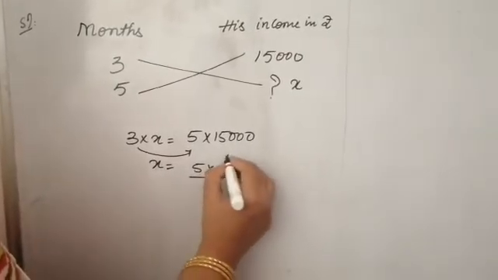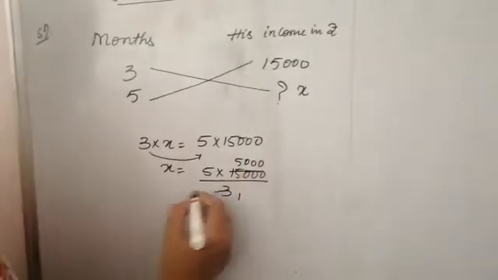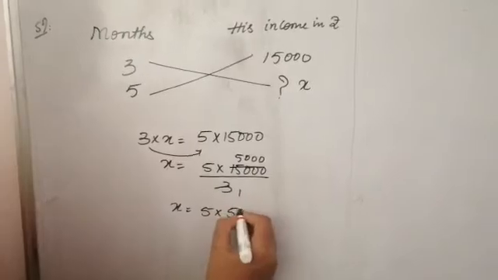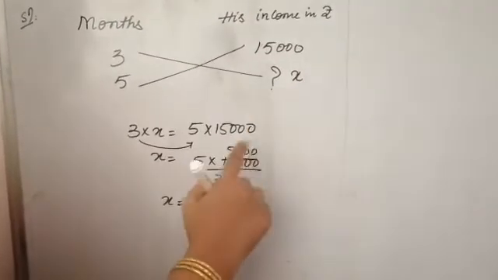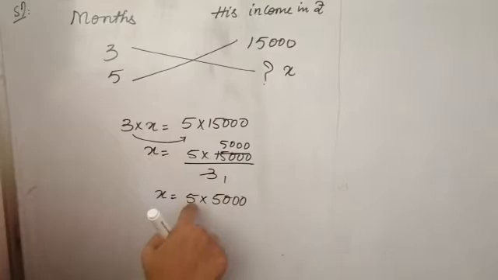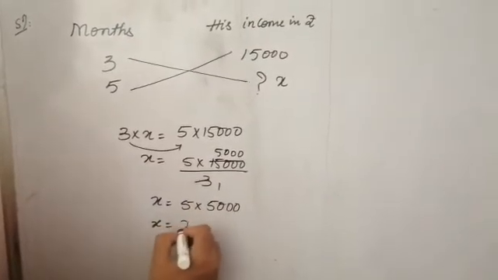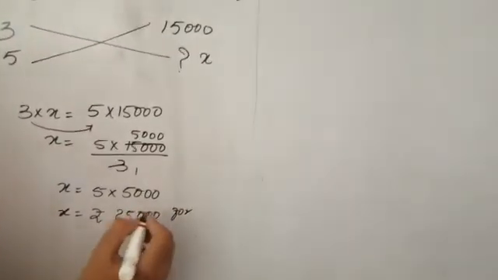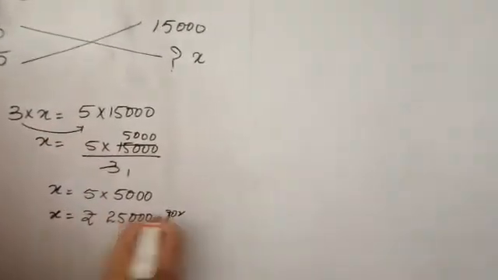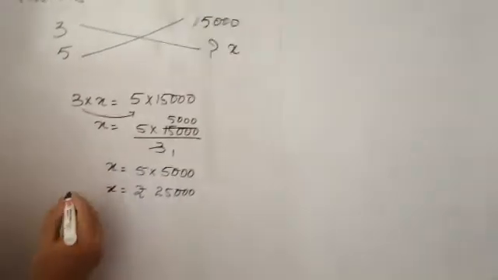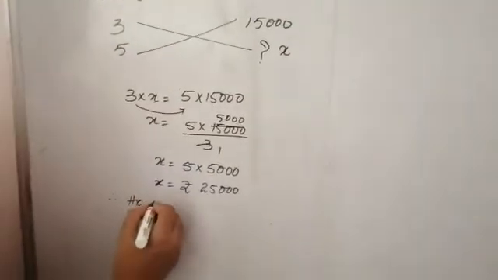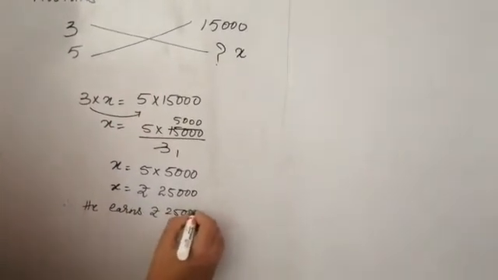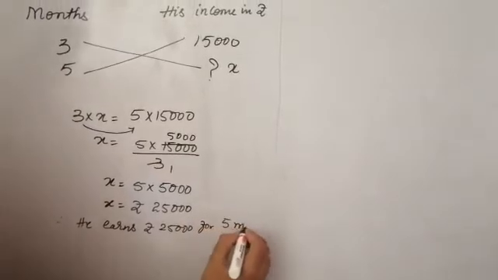3 ones are 3, 5s are 15, 0 0 0. So his earning per month is 5,000. For 1 month he is earning 5,000. For 5 months multiply with 5. So he is earning how much, children? 25,000 for how many months? For 5 months. You can write the statement. He earns rupees 25,000 for 5 months.